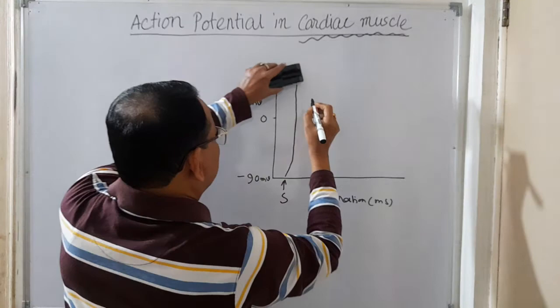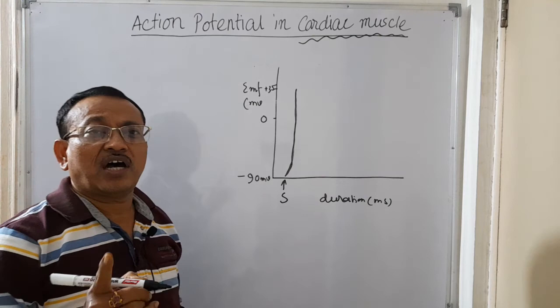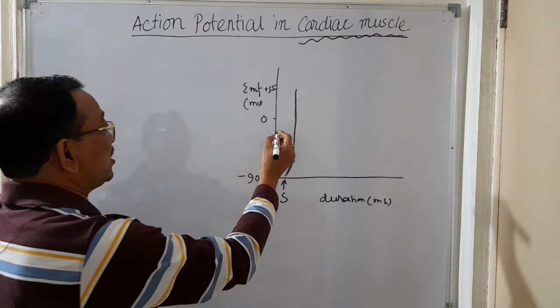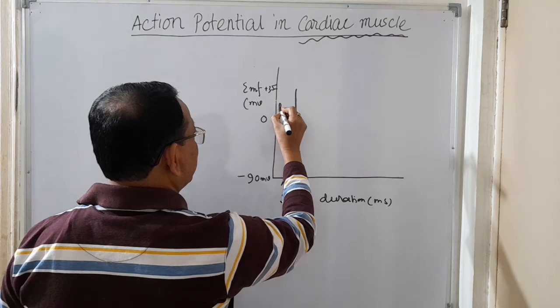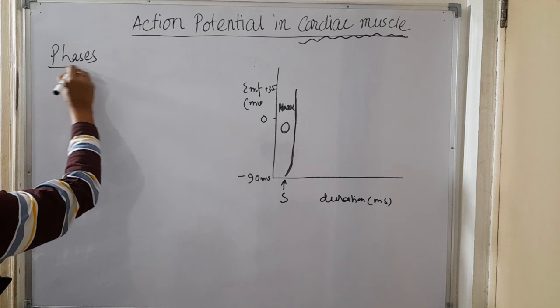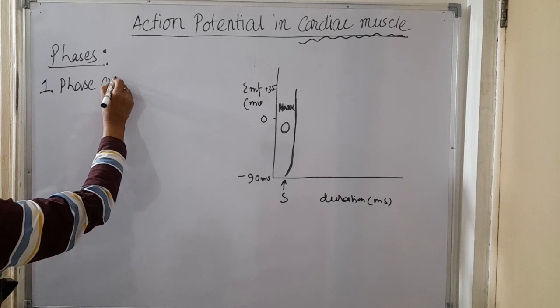and this is the phase which resembles the depolarization of the action potential in case of neurons or in case of skeletal muscle. But in this case, this phase is known as phase 0. So regarding the phases of the action potential in cardiac muscle, the first one is known as phase 0.